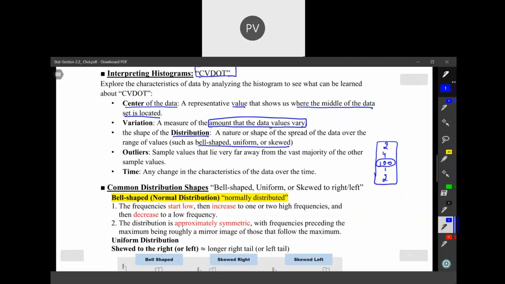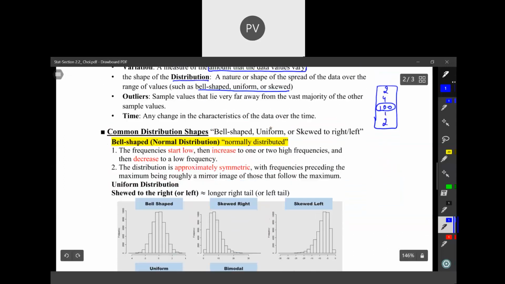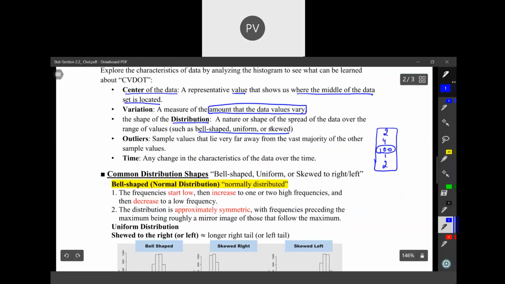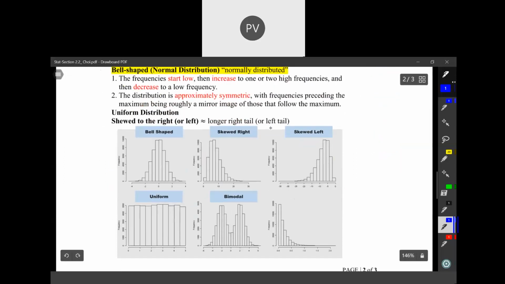So let us see a few examples or shapes of the distribution. First is bell-shaped, uniform, skewed right or left. These are the commonly seen distribution shapes. Now, bell-shaped is also called normal distribution, right?